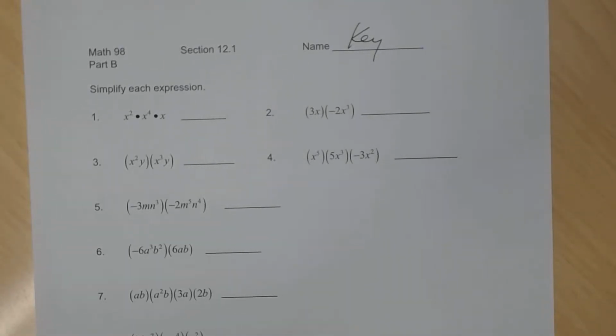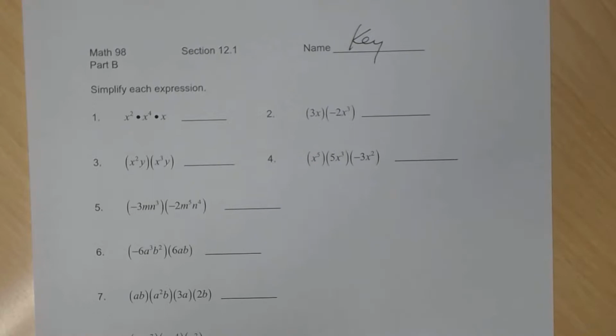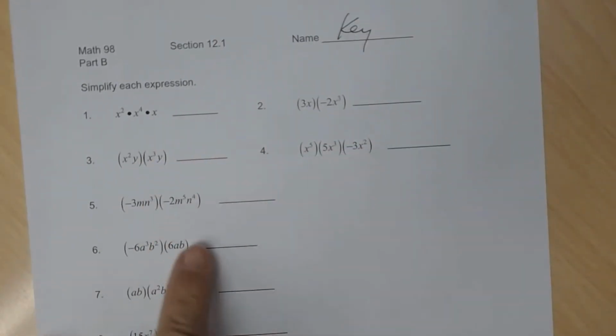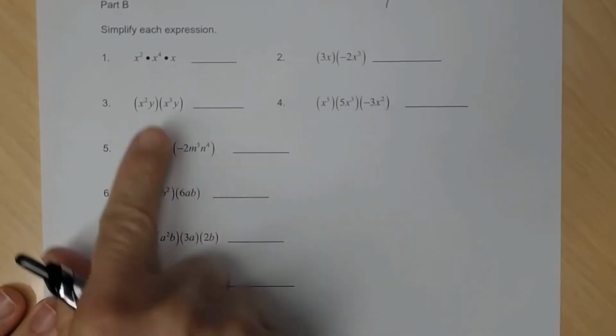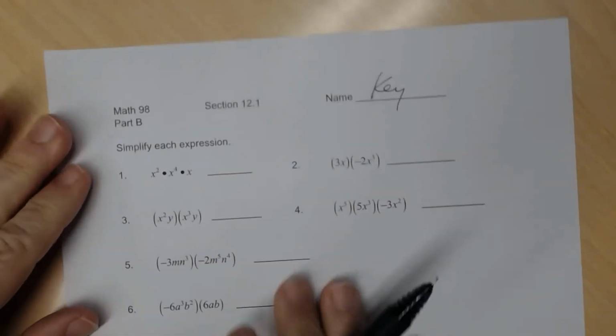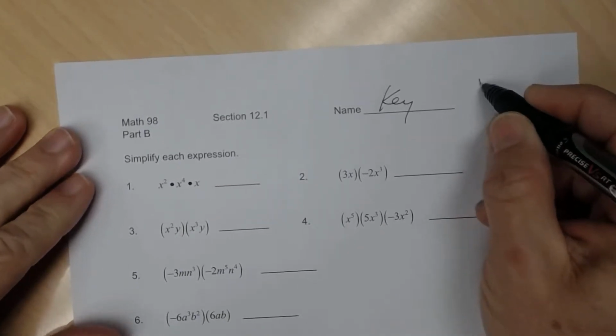All right, so this is the key to section 12.1 part B. And in this case, if you look at all these problems here, you're multiplying all these expressions. So for this section, you end up using the product rule. So the product rule.